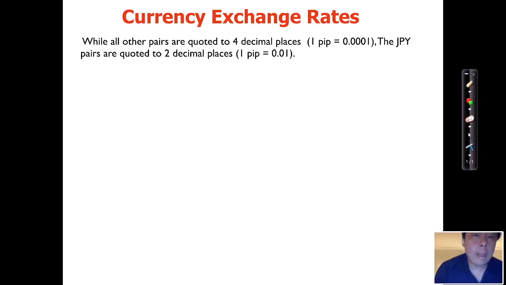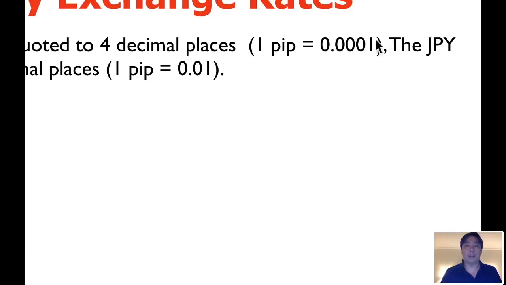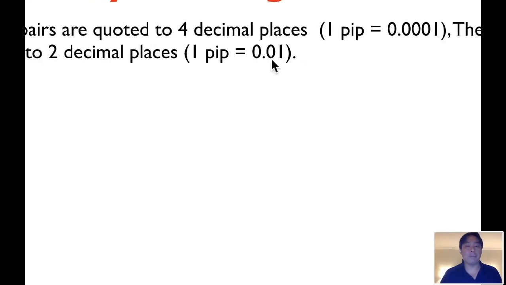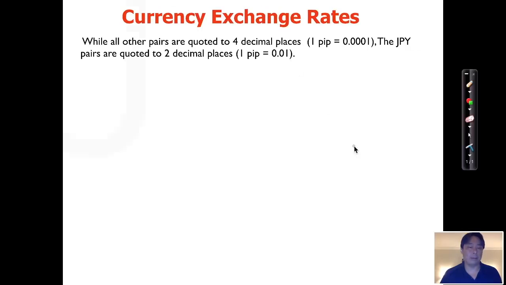Now, understand that all currency pairs, except the ones with Japanese yen in them, are always quoted to 4 decimal places. So 1 pip is 0.0001. That's 1 pip, which I mentioned earlier on. But anytime you've got a Japanese yen in the pair, like dollar yen or pound yen, anything with a yen, the pairs are always quoted to 2 decimal places. So whenever you have a yen, 1 pip is the second decimal place for any of the yen pairs.